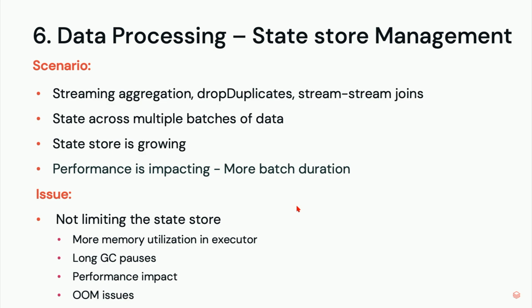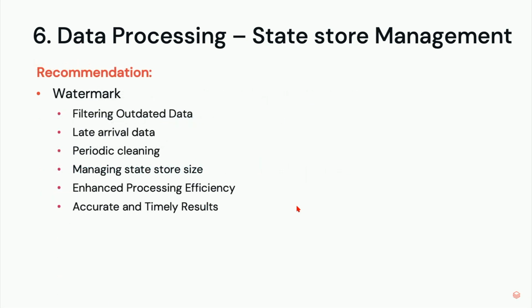So what do we have to do? What is the problem behind this? It is not limiting the state store. What is the recommendation for this? Watermark. If you go with the watermark, the outdated data will be wiped out. This is also helpful for late arrival data, to decide till where that late arrival data can be considered as part of the state. So this is a periodic cleaning. For every batch, it will be recalculated, and based on every batch, the unnecessary data will be discarded. So over a period of time, if the state is constant across multiple batches, then there's no need to go with bigger resources. With the same set of resources, we can efficiently manage this batch processing, and we can expect a similar batch duration across multiple batches.